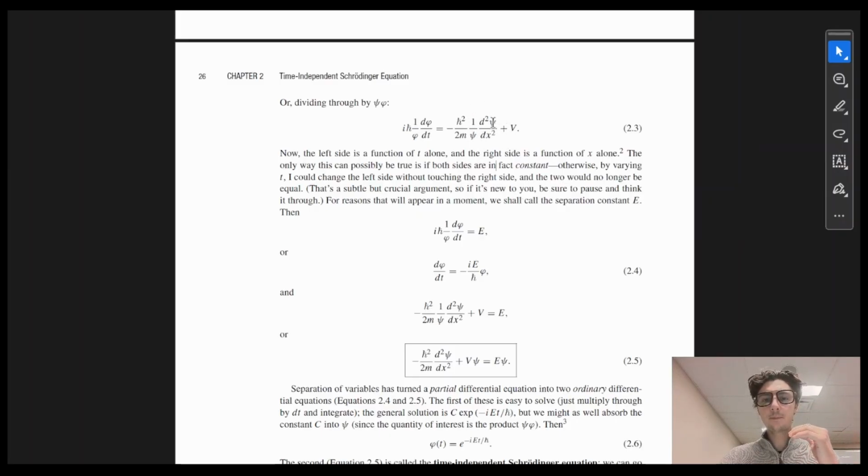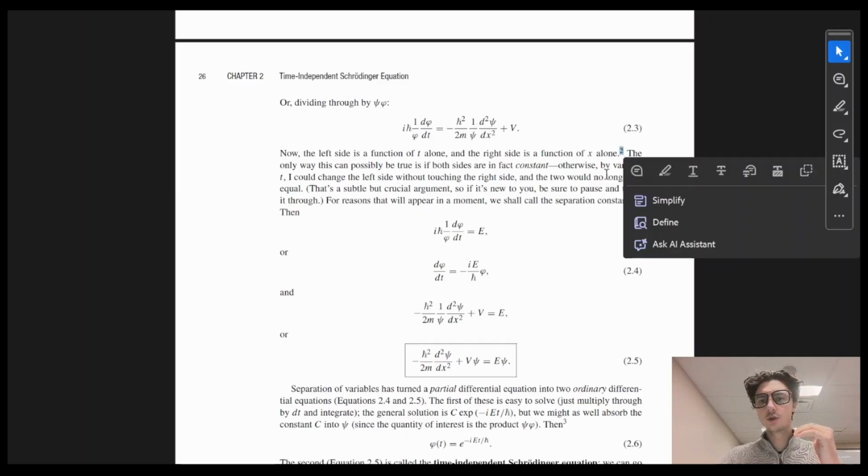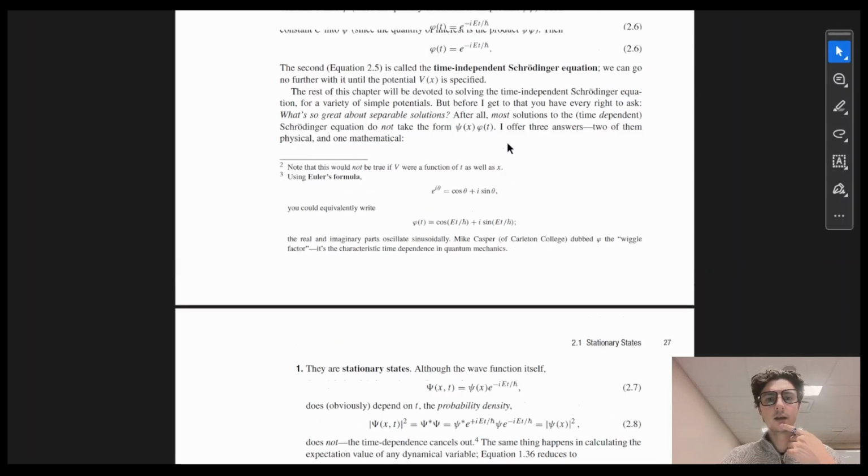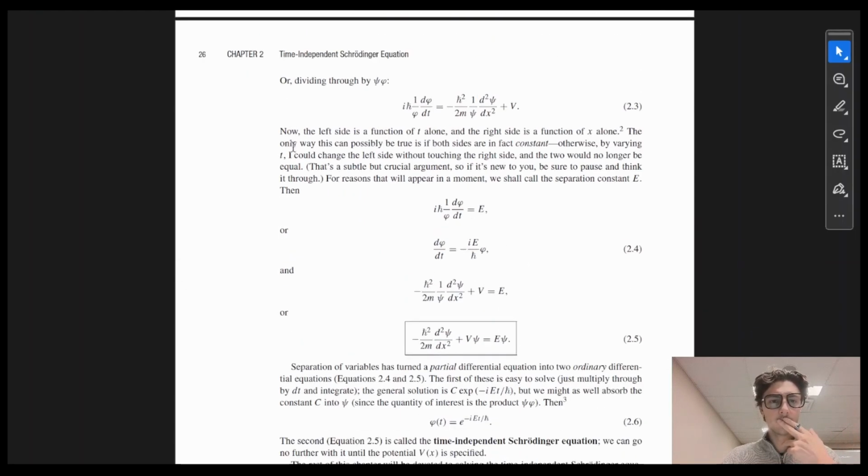So we've separated the equation with x-dependent stuff on one side and t-dependent stuff on the other side. This is important, so let's check out this number 2, what it says here. Number 2 is here. Note that this would not be true if V were a function of t as well as x. Cool, thank you.